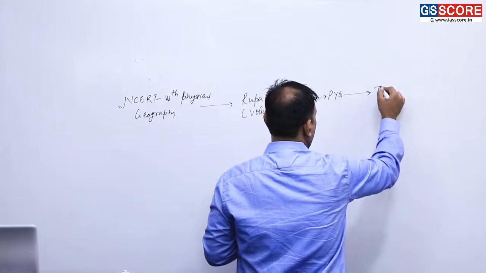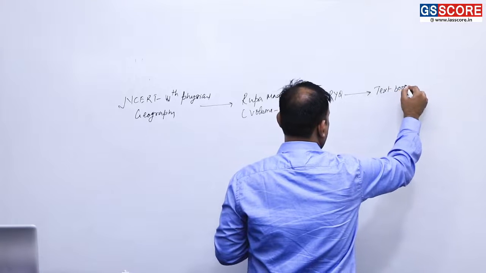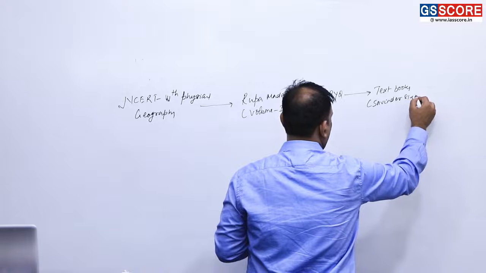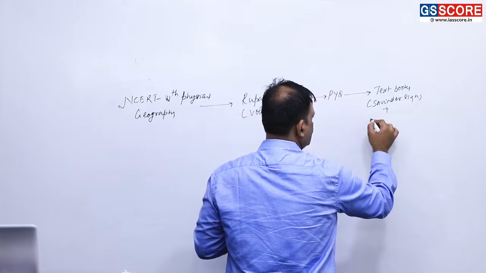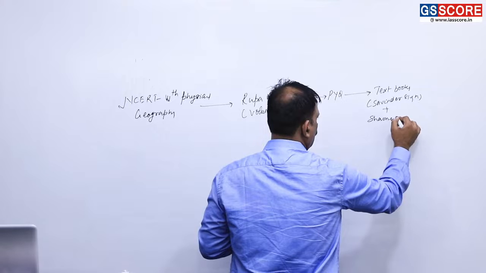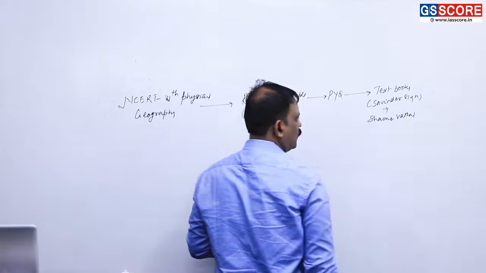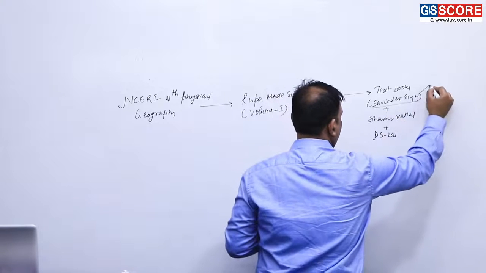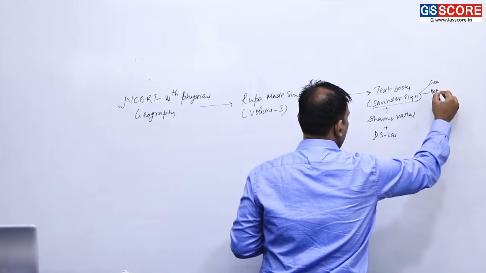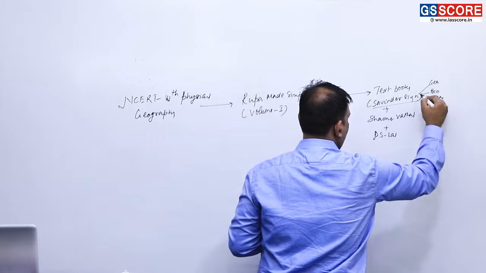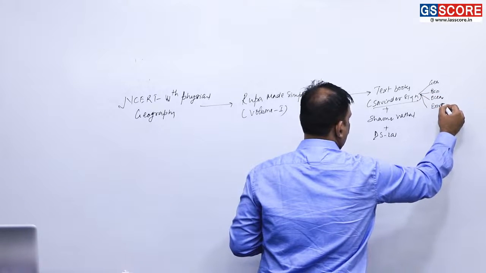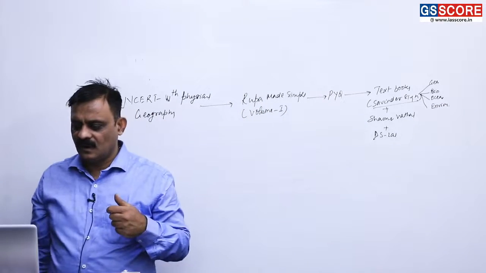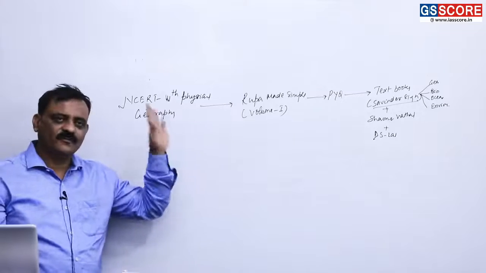Then take proper textbooks, which obviously involve Savinder Singh, or for climatology, Sharma Vattal, and you can take DS Lal. And from Savinder Singh, you can take geomorphology, biogeography, oceanography, and environmental. These are the 4 important books of Savinder Singh, which are going to be highly relevant for your optional paper.